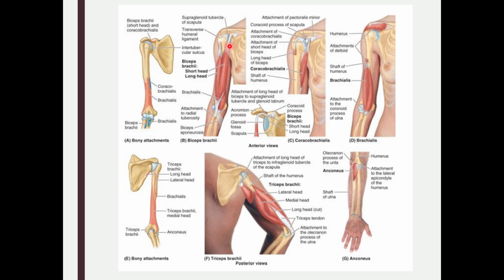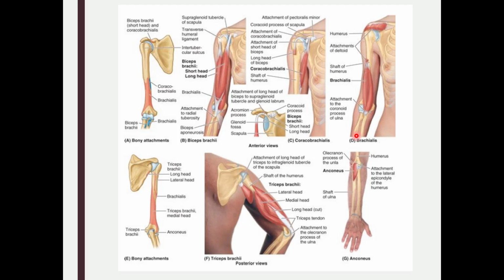Okay, here you can see the whole biceps brachii muscle. First of all, this is the short head of the biceps brachii, and this one is the long head of the biceps brachii. In this one, they have shown the coracobrachialis muscle as a whole. This is the coracobrachialis muscle. Then the brachialis. So there are three muscles. Number one is biceps, number two is coracobrachialis, and number three is brachialis muscle.